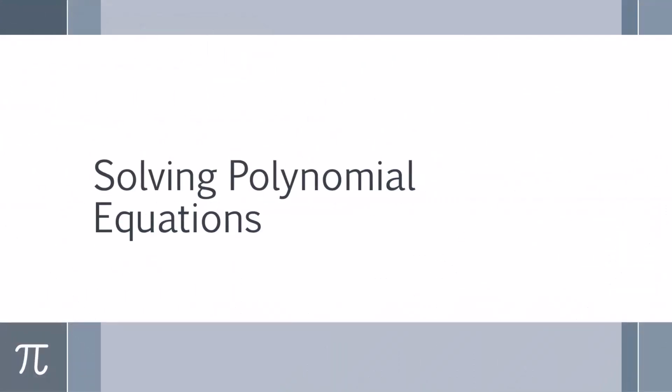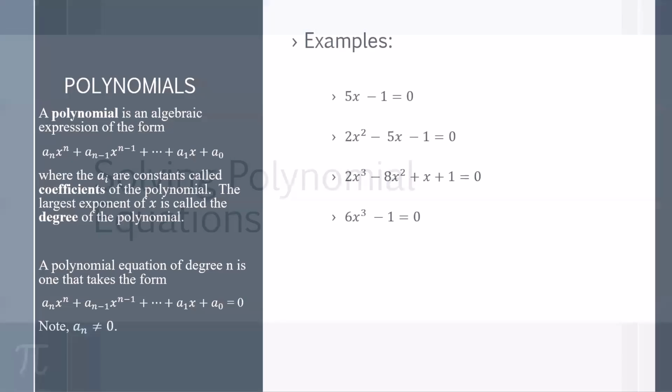Solving polynomial equations. A polynomial is an algebraic expression of the form a_n x^n + a_(n-1) x^(n-1) + ... + a_1 x + a_0, where the a_i's are called coefficients of the polynomial. The largest exponent of x is the degree of the polynomial.